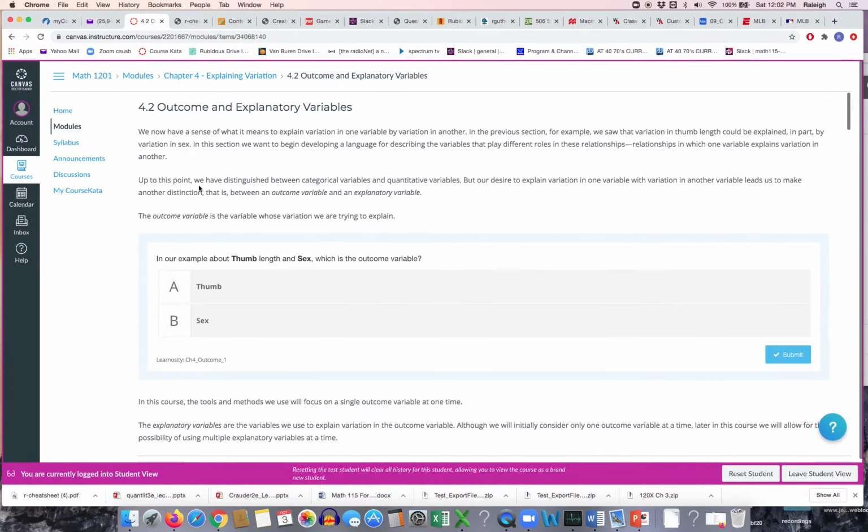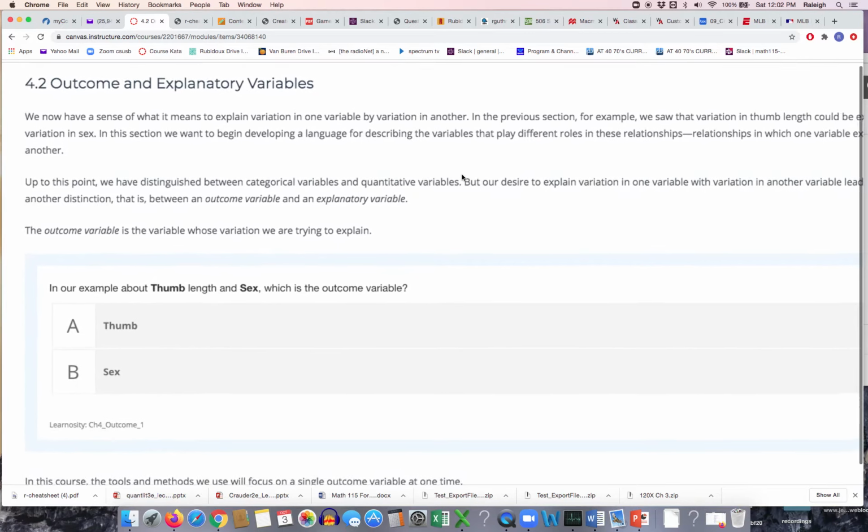Outcome and explanatory variables. In other words, outcome is y, and explanatory has an x in it. That's how you know that's the x variable. I still have to remind myself of that because I just don't think this way. I've always thought in terms of x and y. Can't get it to zoom out. Don't want to zoom out too much.